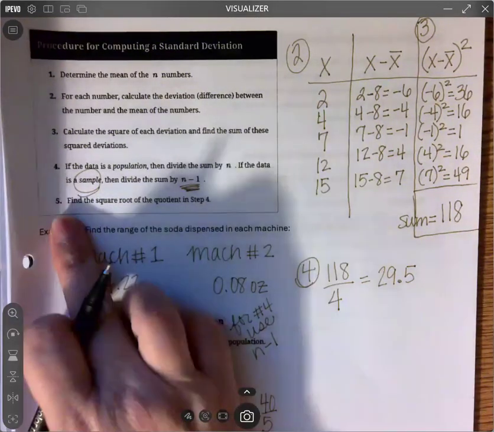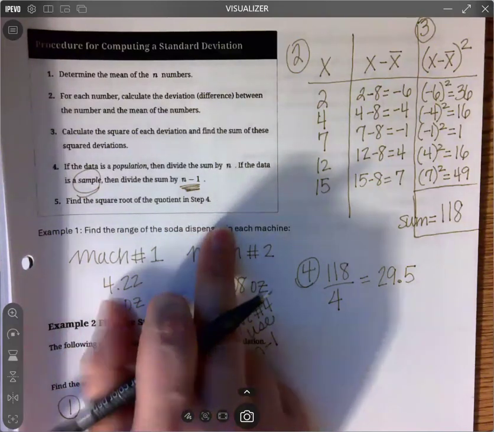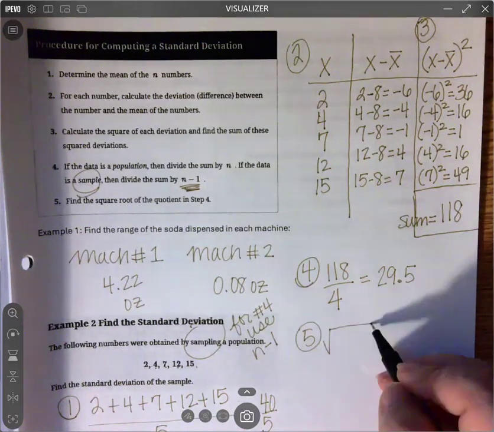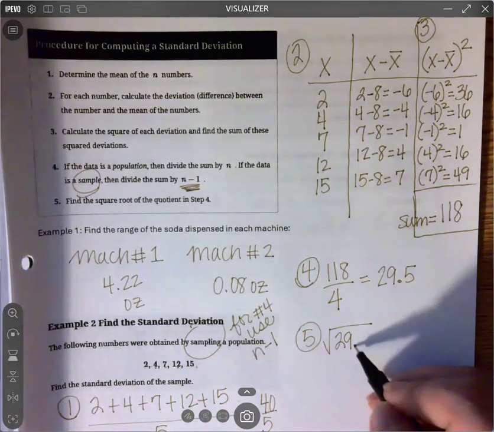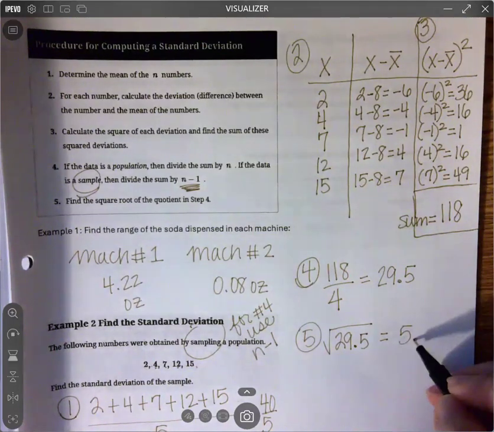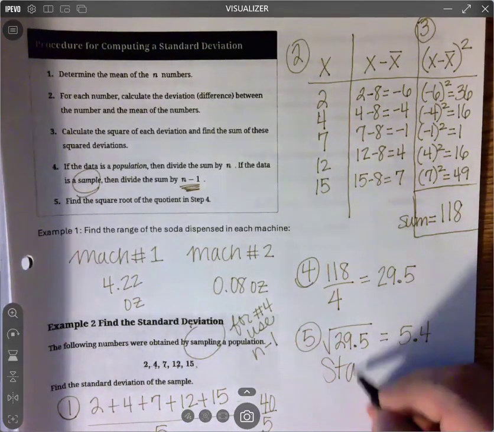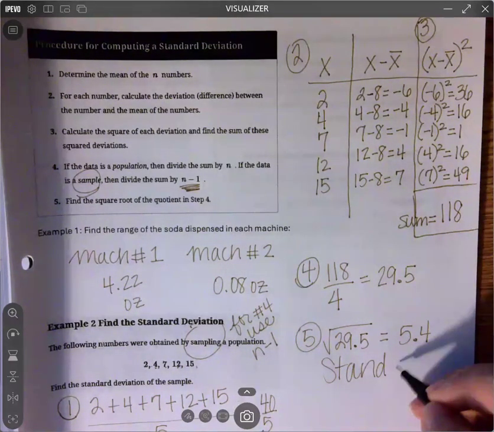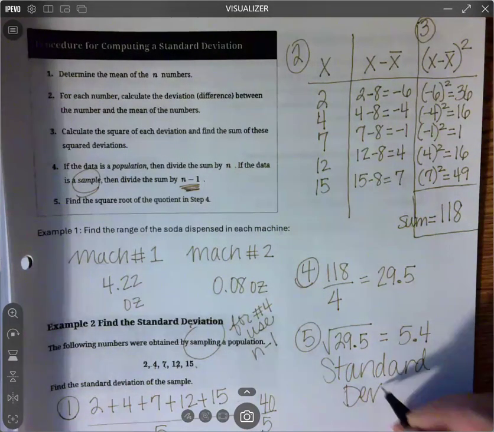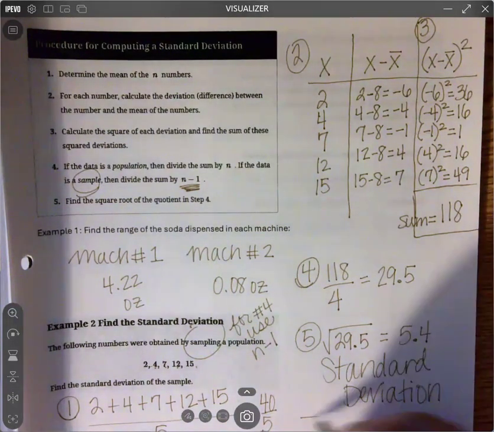And then step 5, find the square root of this quotient from step 4. Square root of 29.5 is 5.4. This is called the standard deviation. You do need to be prepared to do this on the test. Okay.